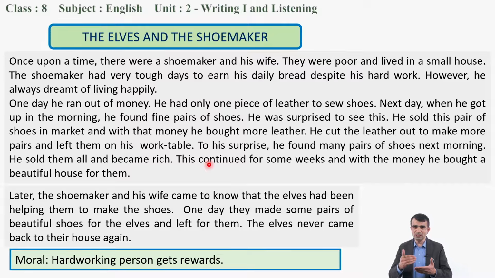Now how it is settled, how resolution, how it is taken to conclusion, okay, how is it solved at the end? The elves came to help him and then he was helped. As he was poor but hard working, he was rewarded as well. So moral comes at the end. Is it so? Good. Okay, that way we write a story.